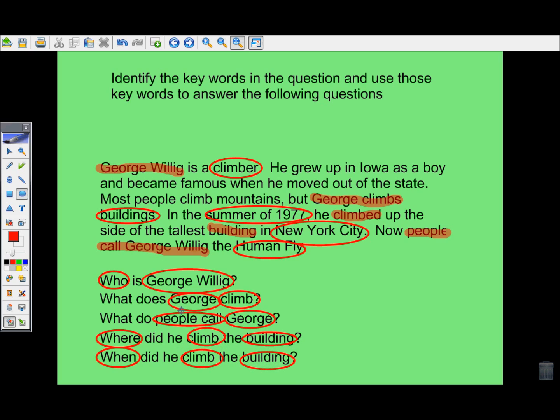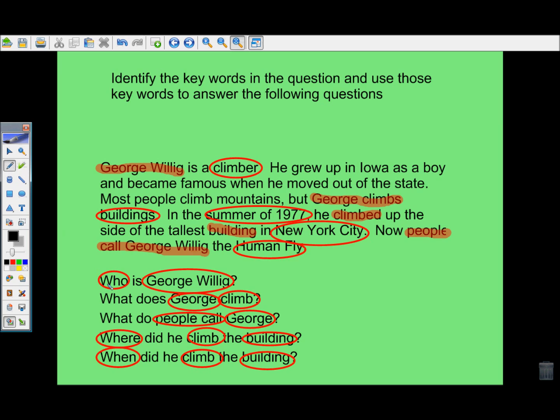I used these keywords then and highlighted them in my story. So George Willig was important. He comes up in many of our questions. We wanted to know what he climbs and where he climbs, and we wanted to know what people call him. So I highlighted things like people call George Willig. I highlighted climbing. I highlighted buildings because it talks about climbing buildings, and I wanted to know what George Willig climbs, so I have George and climbs. Then, using those keywords, I could find my answers.